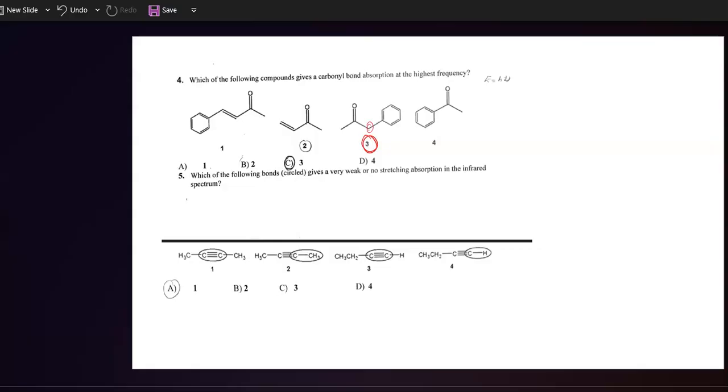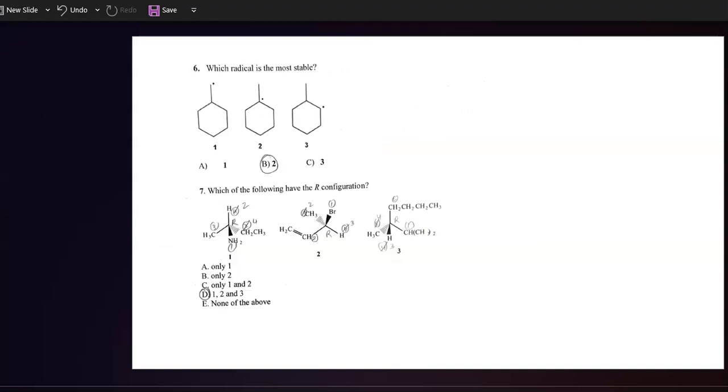Next question: which of the following circled bonds gives a very weak or no stretching absorption in the infrared spectrum? Here the C triple bond C is the one that will give you no stretching because it's a symmetrical alkyne. Symmetrical alkynes do not show C triple bond C stretches. Which radical is the most stable here? The one at the tertiary position. Same thing as with carbocations, the greater the number of R groups at the free radical, the more stability there is. Therefore this is number 2.